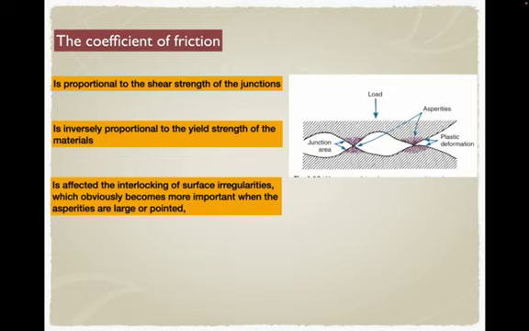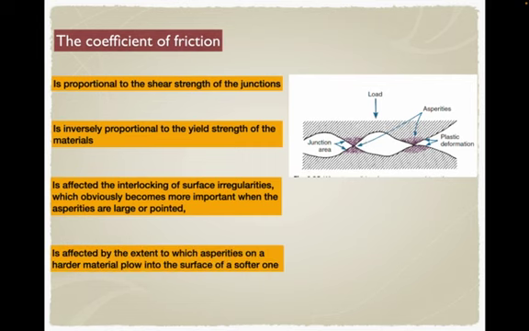Now, friction will be affected by the interlocking between the surface irregularities, the asperities. If they jump and become overlapping, that will increase the friction. That would be more important for asperities that are long, large and pointed, because they will interlock and prevent sliding.